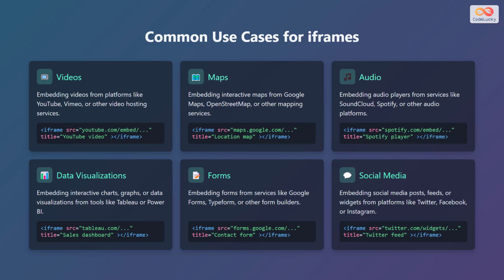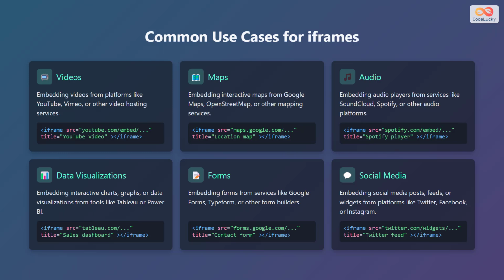Another popular use is embedding interactive maps from services like Google Maps or OpenStreetMap. The sample code is iframe src equals maps.google.com/ title equals location map /iframe. Iframes are also used to embed audio players from services like SoundCloud or Spotify. The code typically looks like this: iframe src equals spotify.com/embed/ title equals Spotify player /iframe.